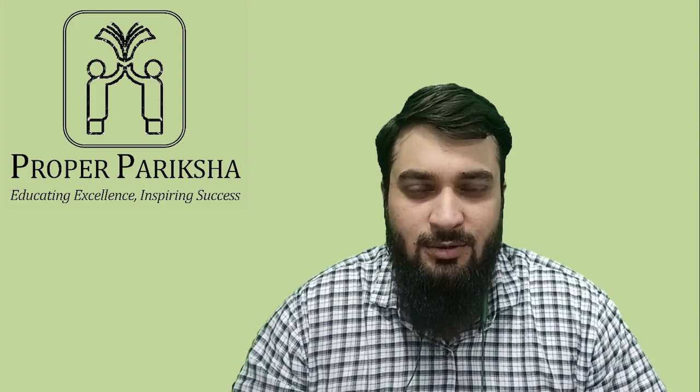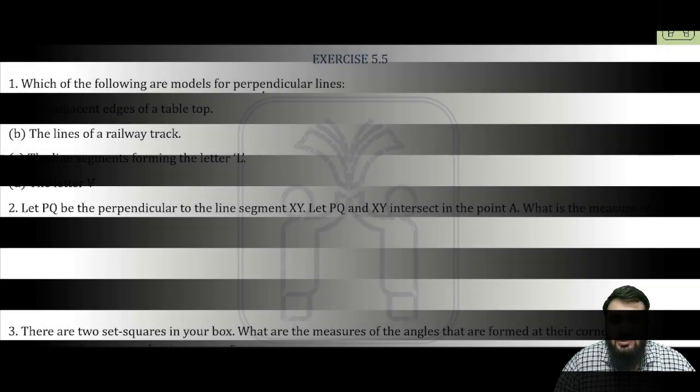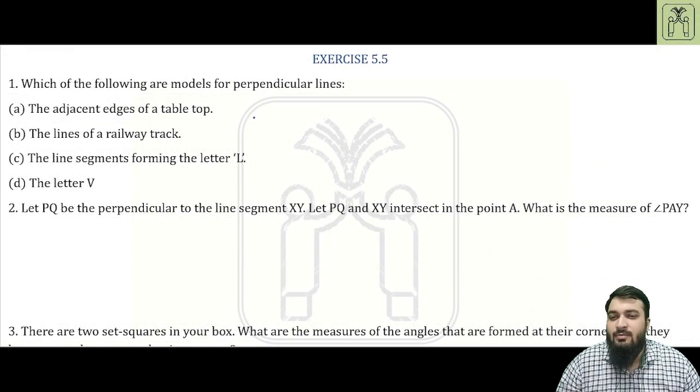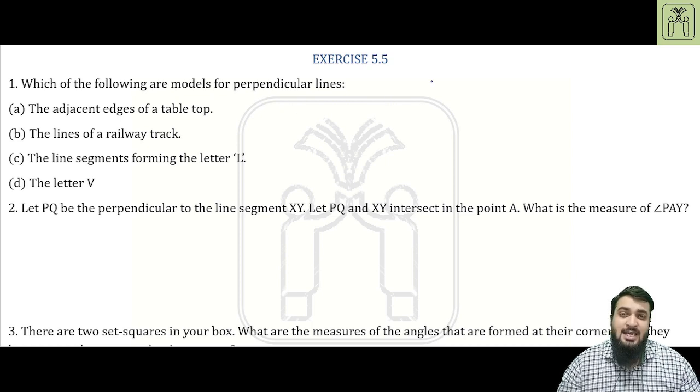So let's start the video. Coming to exercise 5.5. Which of the following are models for perpendicular lines? ठीक है, तो इसमें बोल रहा है कि we need some model examples or some classic examples which can represent the concept of perpendicular lines.